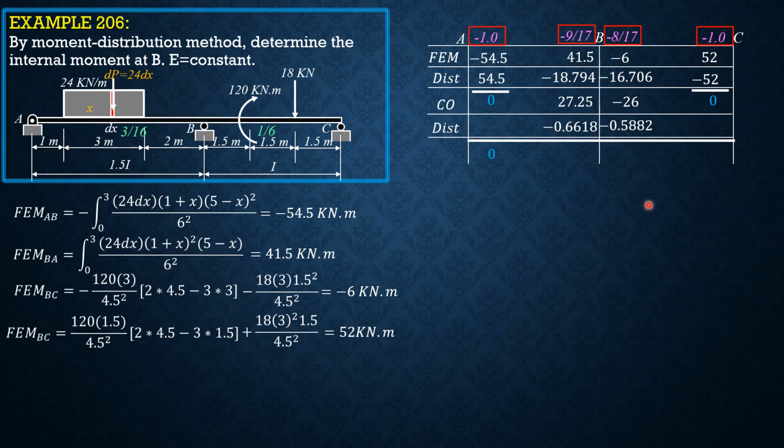So adding the moments, we have 0 at A. Here it's 0 also at C, and negative 49.294, positive 49.294. So that means moment at B is negative 49.294, which confirms our answer as in three moment equations and in slope deflection equation. So MB is negative 49.294 kilonewton meter. So that's it for this problem.